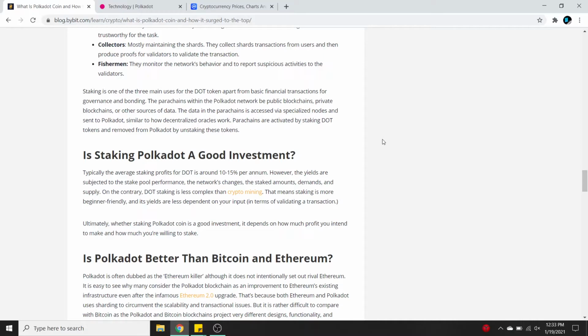So, is staking Polkadot a good investment? Well, typically the average staking profit for DOT is around 10 to 15% annually. However, the yields are subject to the stake pool performance, the network's changes, the staked amounts, demand, and the overall supply. On the contrary, though, DOT staking is less complex than crypto mining. This means that it's more beginner-friendly, and its yields are less dependent on your input. Ultimately, whether staking Polkadot coin is a good investment or not depends on how much profit you intend to make and how much you're willing to stake.